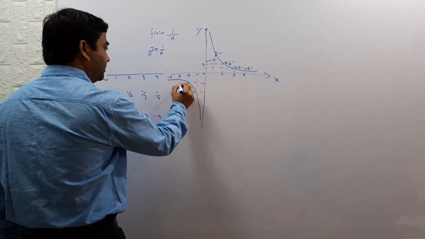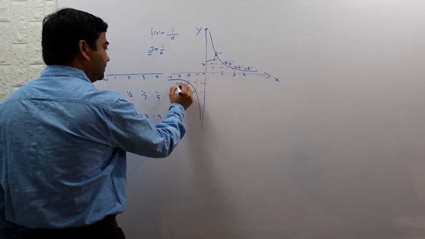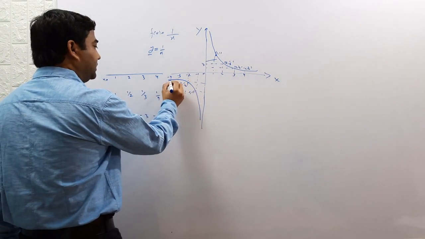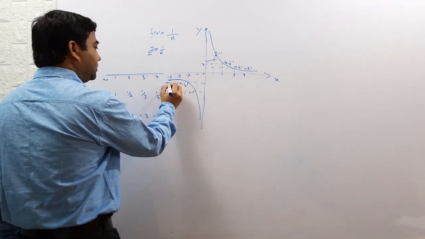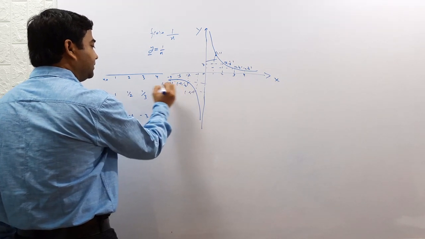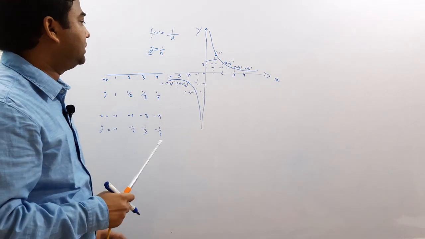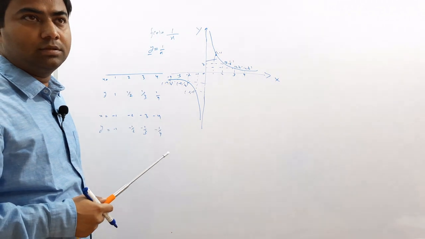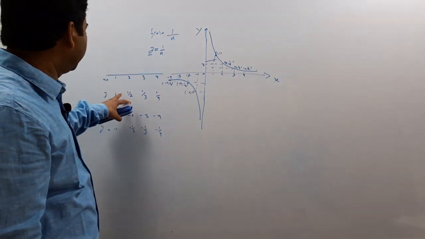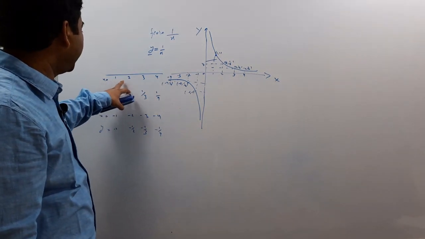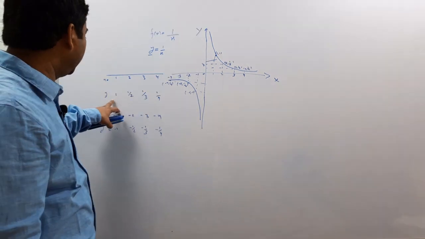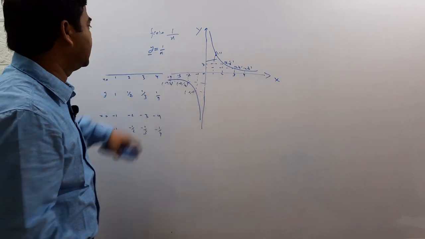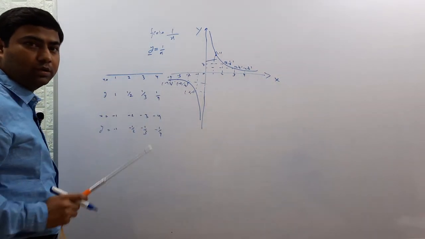This point will be (-2, 1/2). Similarly (-3, 1/3) and (-4, -1/4). So here we have drawn the function by finding some points. These points have been derived by giving arbitrary values to x, then calculating the corresponding value based on the rule 1/x. This is the 1/x, it's a rule.